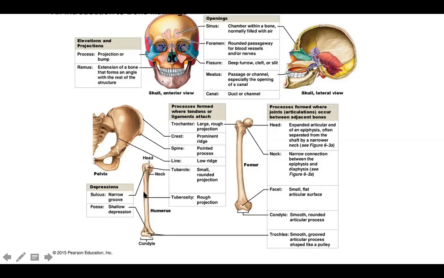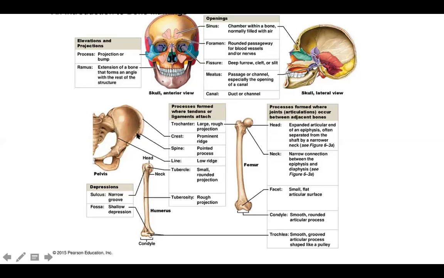You have tuberosities, which are rough projections, okay, usually in response to stress that muscles are putting on it. So there's like your deltoid tuberosity here. Your deltoid attaches in here, so your deltoid pulls on the bone right there. So because of that stress, more bone is laid down right there, so it develops this bump. So tuberosity, tubercles. A line is a low ridge here.